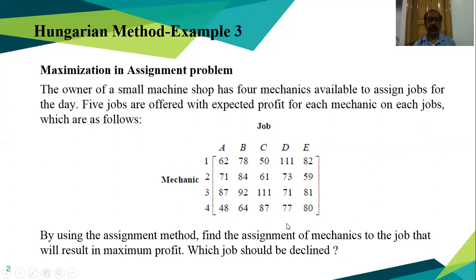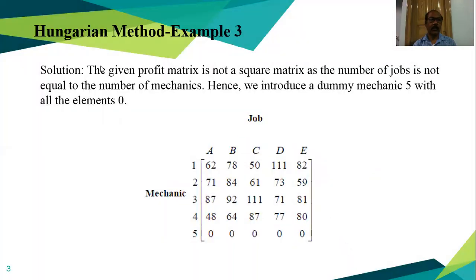Now we learn how to make it a square matrix and how to convert the profit matrix to a loss matrix. That part comes in the solution part. Solution: the given profit matrix is not a square matrix, as the number of jobs is not equal to the number of machines. Hence, we introduce a dummy machine, which we name 5, and all the profits for machine 5 assigned to the jobs are considered 0.